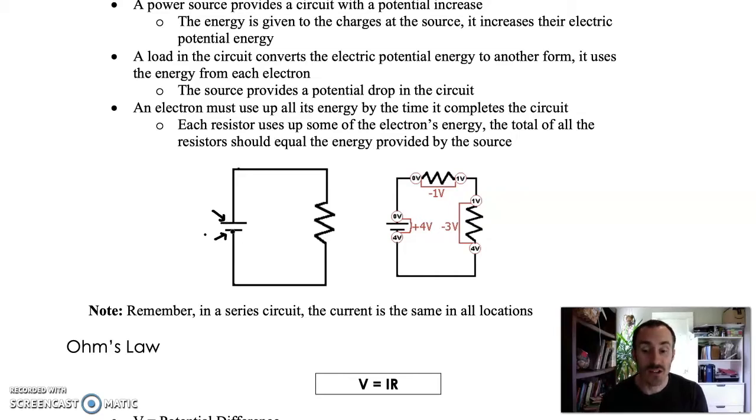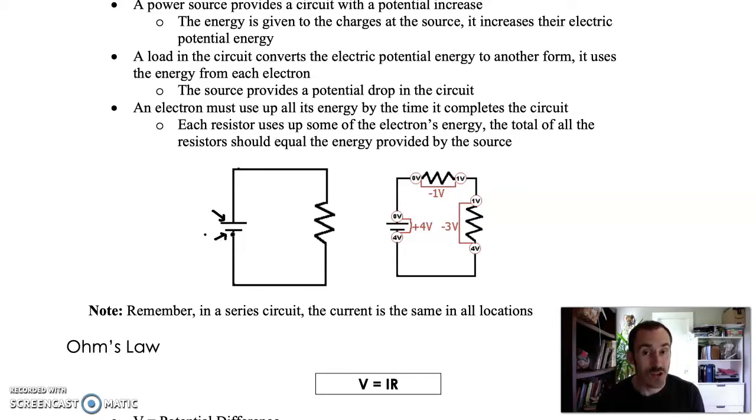So electrons have the most potential energy at the negative pole, and then they will go around the circuit, losing potential energy as they go, because by the time they make it to the positive pole, they have to have zero potential energy. And that's why it's important that there's some sort of load in the circuit, some way for them to lose potential energy. So, we have a voltage drop occurring throughout this circuit.